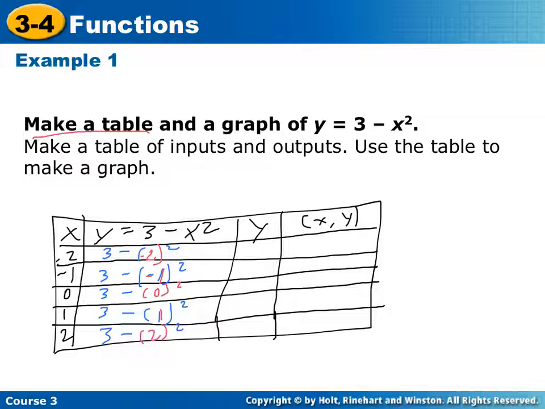And how I'm getting all of these numbers, my 2 was plugged in right there. My 1 is plugged in. My 0, I plug it into the equation. -1, plug it in. So now what I do here is I solve.